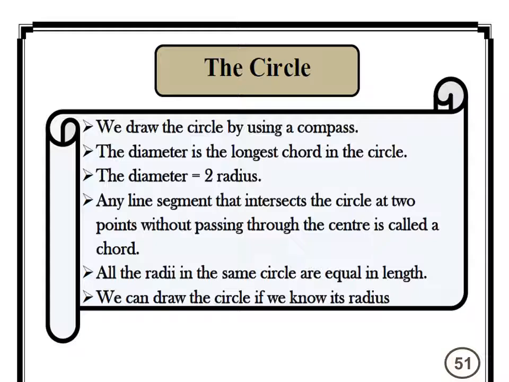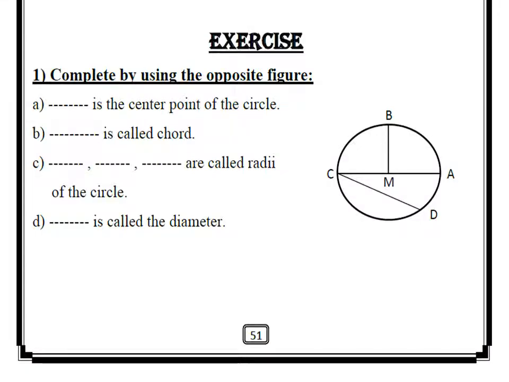A definition: any line segment that intersects the circle at 2 points without passing through the center is called a chord. Okay, and we can put the point which says that the diameter is the longest chord in the circle as a last point. The diameter passes through the center of the circle, that's why we call it the longest chord. It joins 2 points on the circle and at the same time passes through the center, that's why we call it diameter or longest chord.